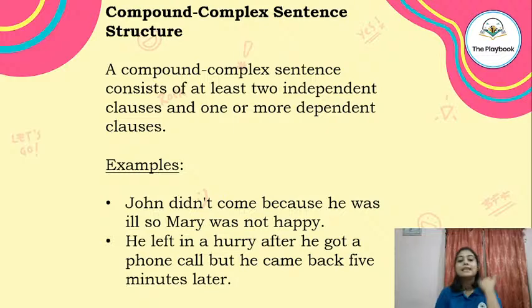If we look at the second sentence, he left in a hurry after he got a phone call, but he came back 5 minutes later. Now, he left in a hurry is an independent clause. He came back 5 minutes later is another independent clause. Now, after he got a phone call is a dependent clause, as you can already see here. It depends on the sentence that he left in a hurry because he got a call and he came back 5 minutes later. So as you can see, all of these clauses are interrelated.